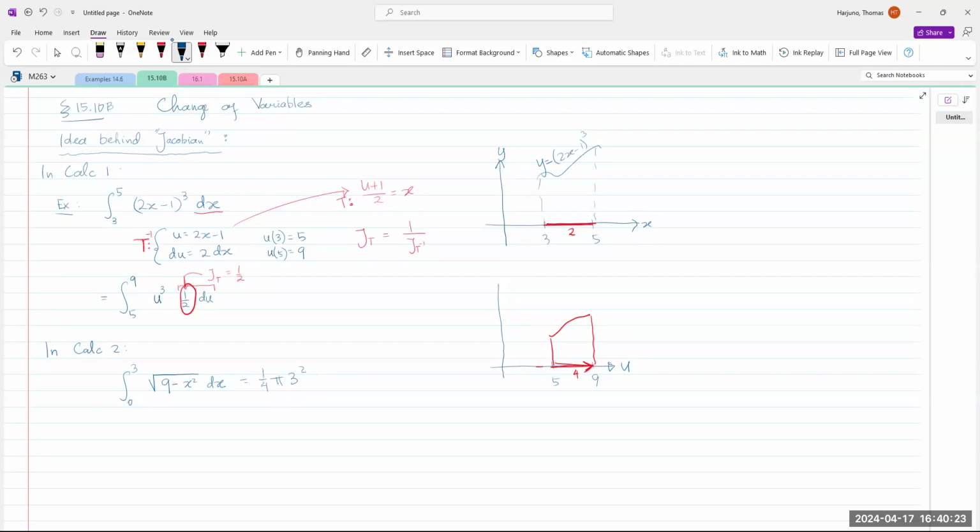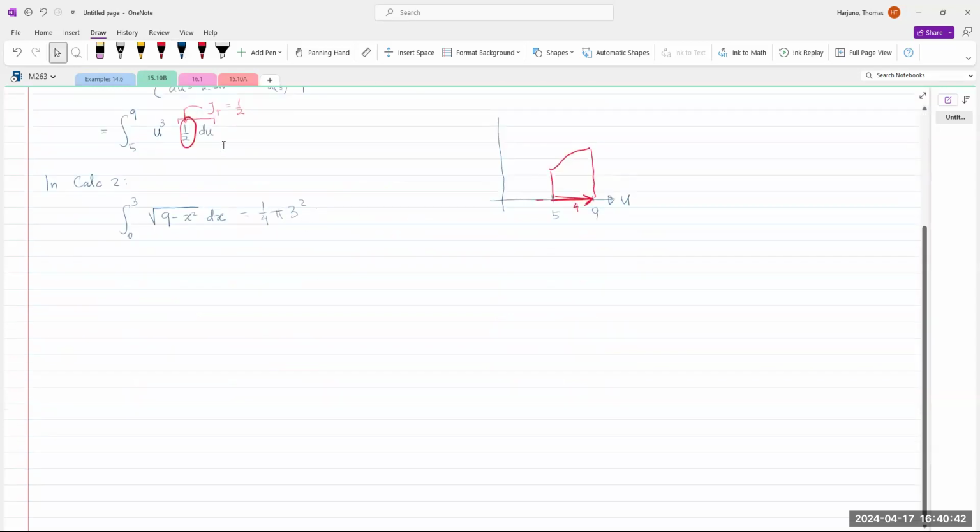Now it's not about the answer. I want to use this example to explain the change of variables, what happened to the domain of integration, and what happened with the Jacobian thingy. Suppose then in Calc 2 we say, let's substitute x to be 3 sine theta, as I remember that's what we did. So dx becomes 3 cosine theta d theta.